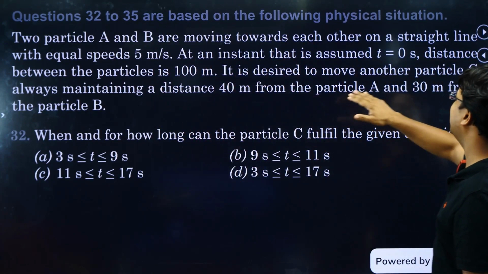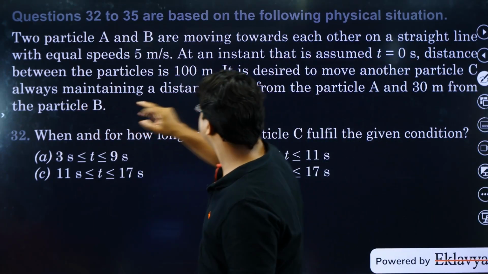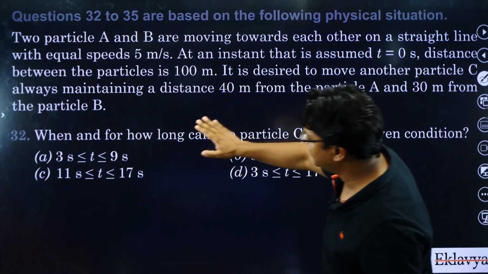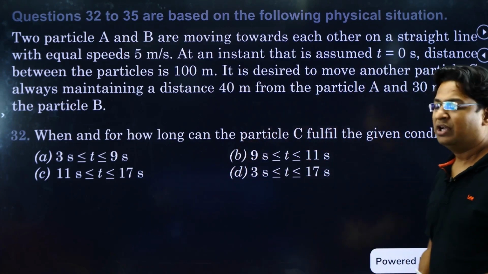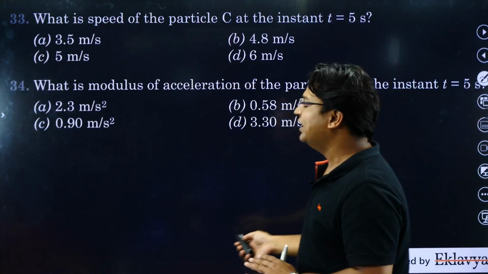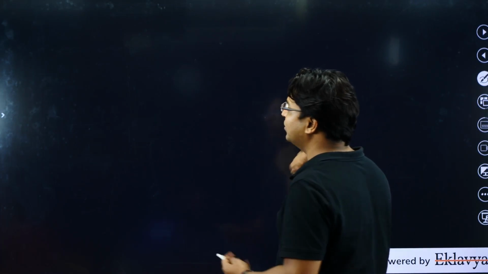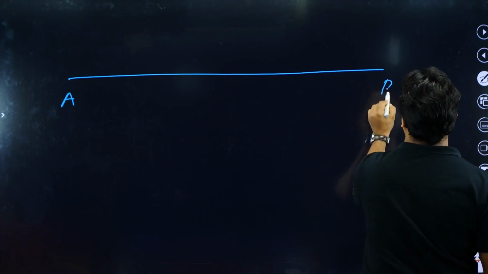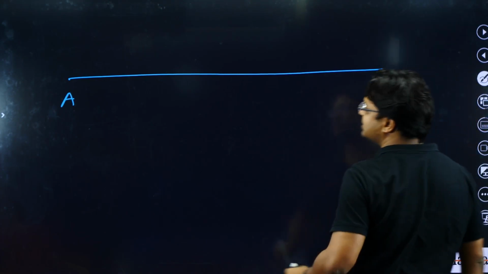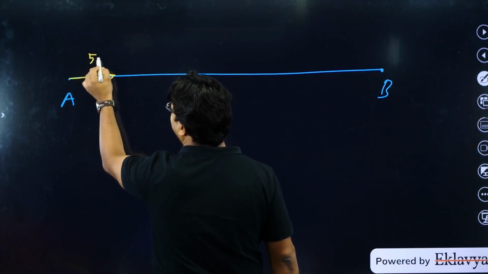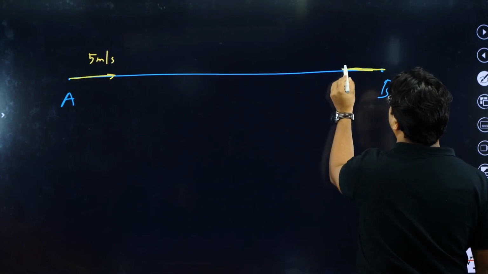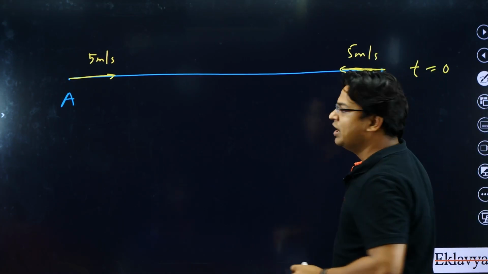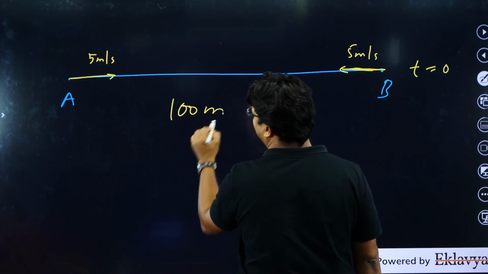It is desired to move another particle C that always maintains a distance of 40 meters from particle A and 30 meters from particle B. And then we have some questions. Without reading the questions, let's first understand what is going on. There are two particles separated by some distance, moving on the same straight line. The particles are A and B, both moving with the same speed of 5 meters per second. At t equals 0, A and B were separated by 100 meters.